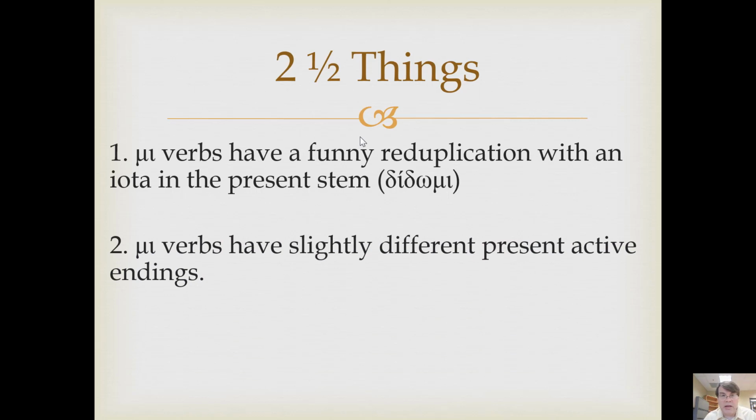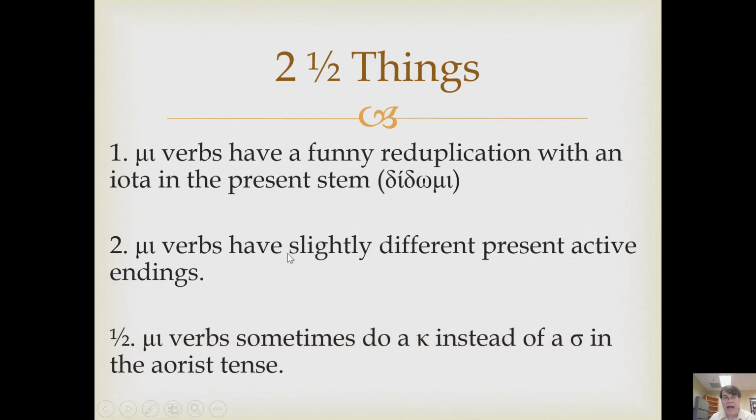The second weird thing about mi verbs is they have slightly different present active endings, as I'll show you in a second. Now, some of them are the same, but some of them, like the mi, for example, this mi is a first-person singular. It's the very first ending you learn with a mi verb. Didomi means I give. And so there are slightly different endings, like mi, in the present active.